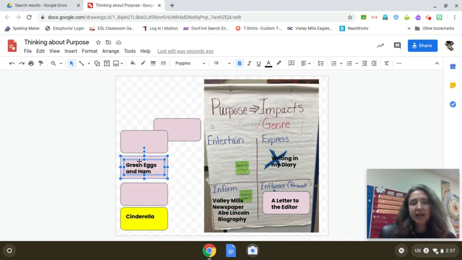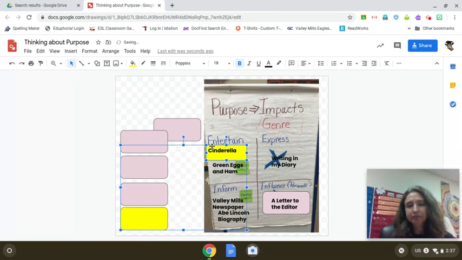All right, how about Green Eggs and Ham? Where's that going to go? I think that's just a funny story, so I'm going to put that over here on entertain. How about Cinderella? Not necessarily funny, but still a story and only meant to entertain.